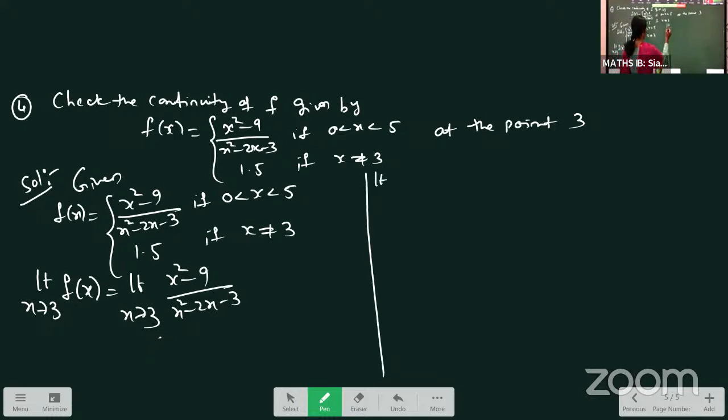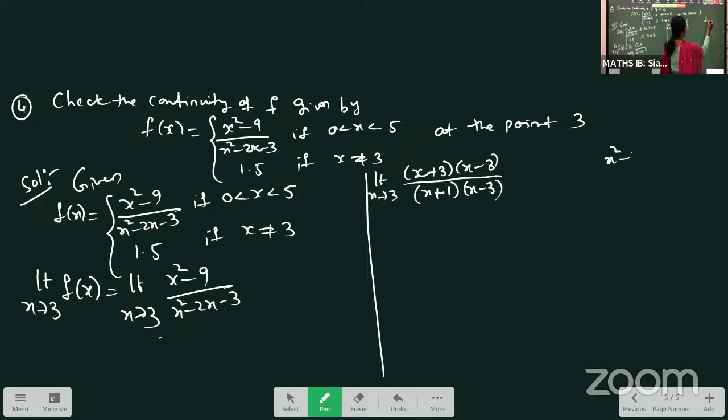Limit x tends to 3. x square minus 9, we can write x plus 3 into x minus 3, by factors of x square minus 2x minus 3. So we can write x plus 1 into x minus 3. Everybody knows how to find out factors. If not, I will show you here.